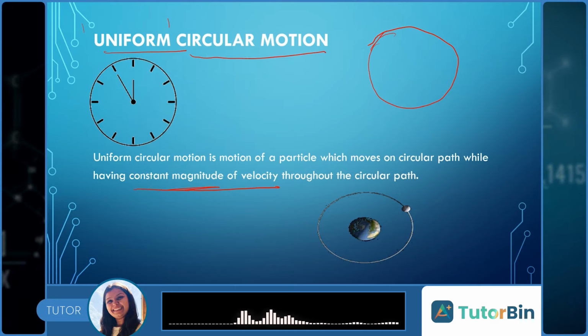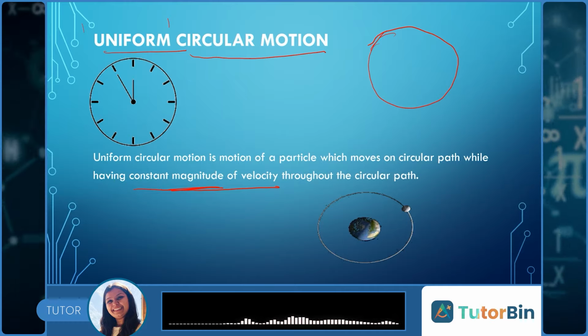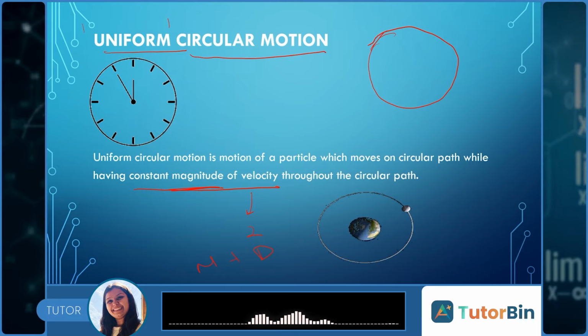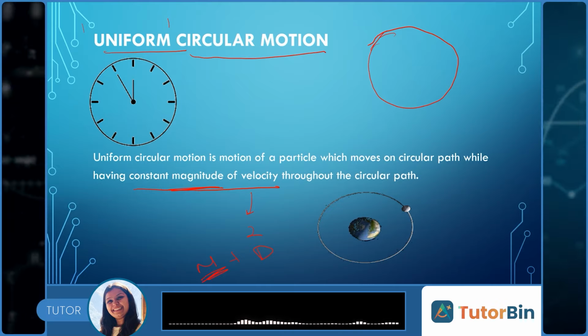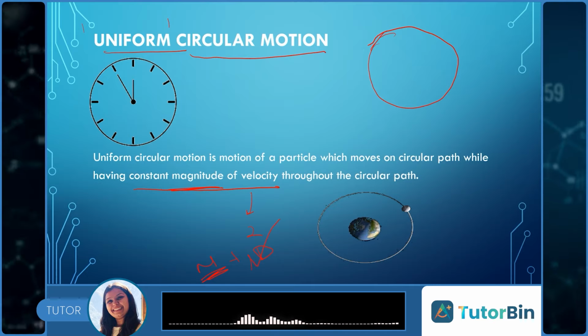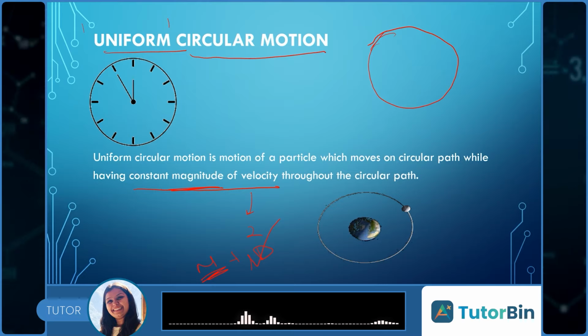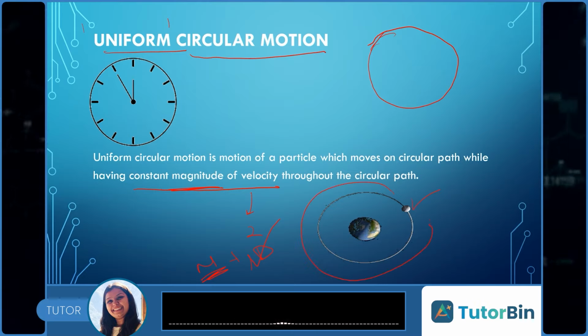constant magnitude of velocity. We know that velocity is a vector quantity and it has two components, magnitude plus direction. So, in uniform circular motion, the magnitude of velocity remains constant, but the direction of velocity changes continuously. The most common example of uniform circular motion is the rotation of the moon around the earth.